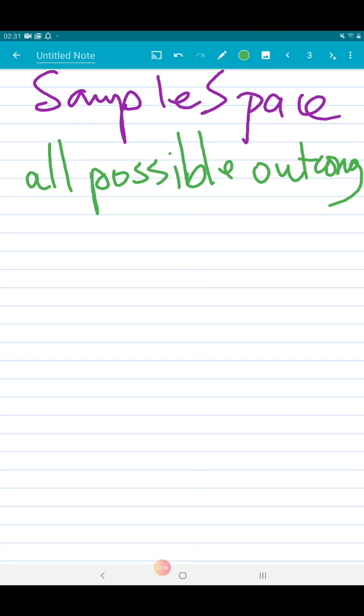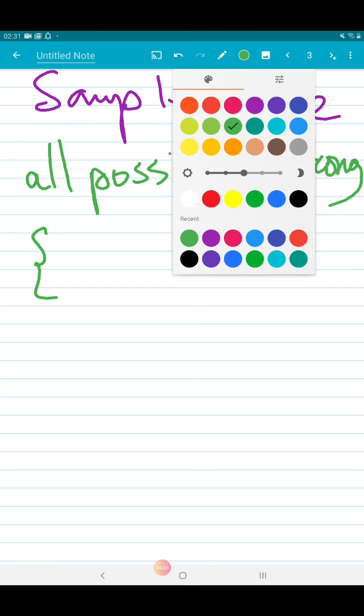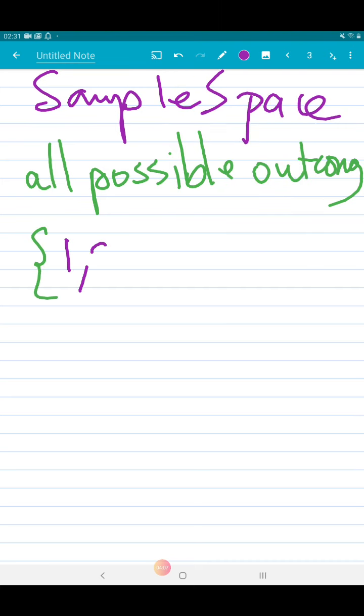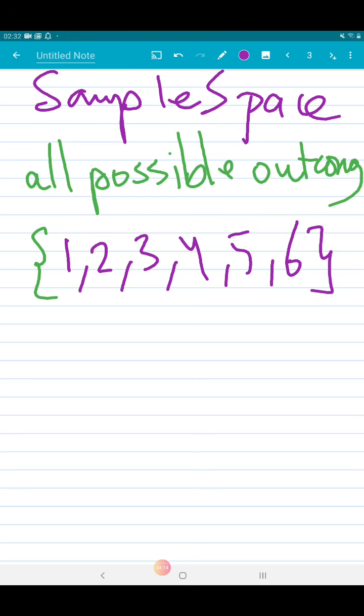In the case of the previous question, the case of a die, the sample space consists of what? The sample space consists of 1, 2, 3, 4, 5, 6. When we roll a die, there are 6 possible outcomes: 1, 2, 3, 4, 5, and 6. Okay.